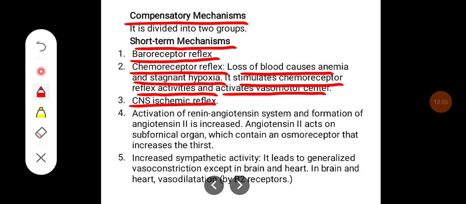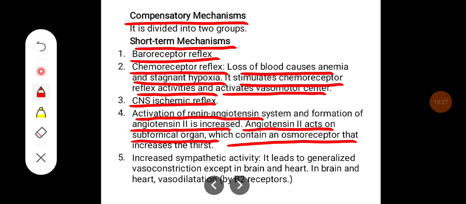In the CNS ischemic reflex, when blood pressure is less than 30 millimeters of mercury, it directly stimulates the vasomotor center. Then there can be activation of the renin-angiotensin system and increased formation of angiotensin II. Angiotensin II acts on the subfornical organ, which contains osmoreceptors, and increases thirst. Increased sympathetic activity leads to generalized vasoconstriction except in the brain and heart.